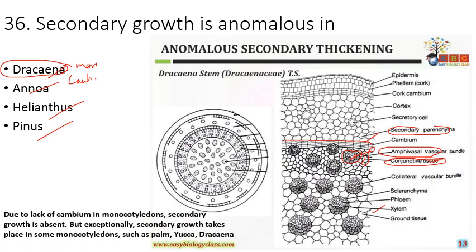So due to lack of cambium in monocotyledons, secondary growth is absent, but exceptionally secondary growth takes place in some monocotyledons, like we have palms, yucca, and Dracaena. So Dracaena shows this anomalous secondary thickening.